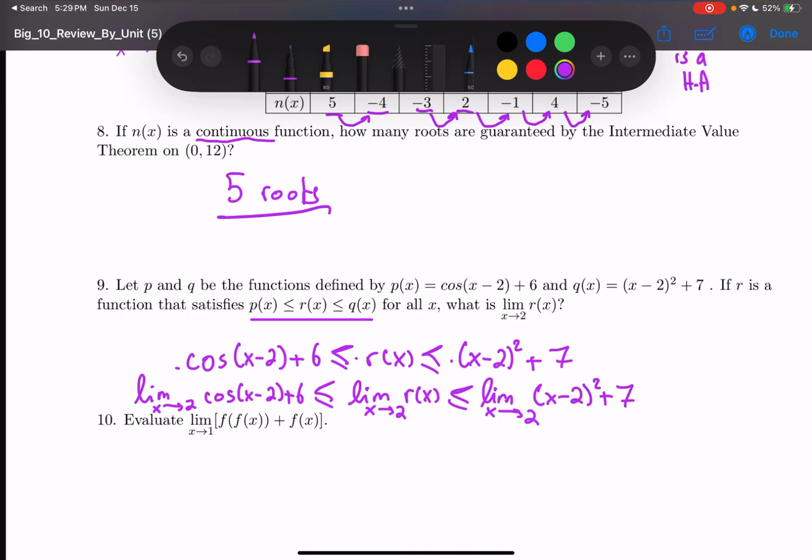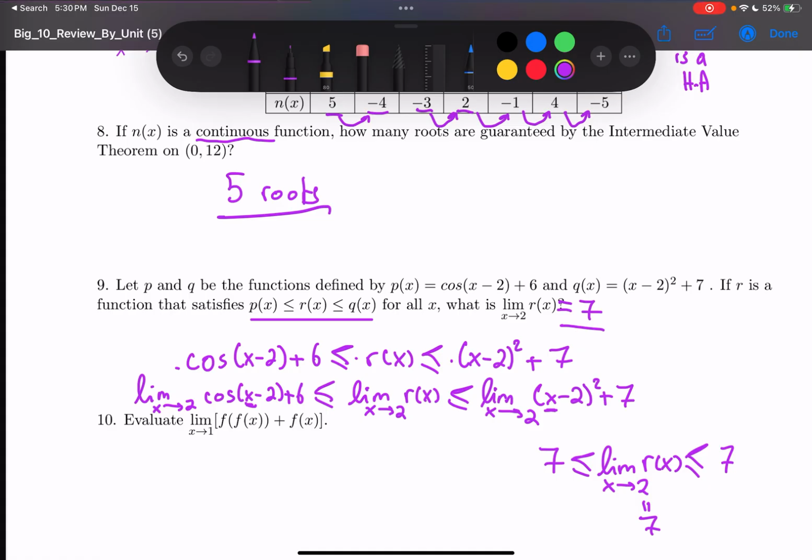Now evaluating it, if you're putting 2 instead of the x over here, 2 minus 2 is going to be 0. So cosine 0 plus 6, cosine 0 is 1. So 1 plus 6 is going to be 7. So we're going to have 7 from one side. Limit as x tends to 2 of r of x. And on this side, if you plug in 2 instead of x over here, you're also going to get 7. So the limit of r of x as x tends to 2 is between 7 and 7. Therefore, the limit as x tends to 2 of r of x is in fact equal to 7.